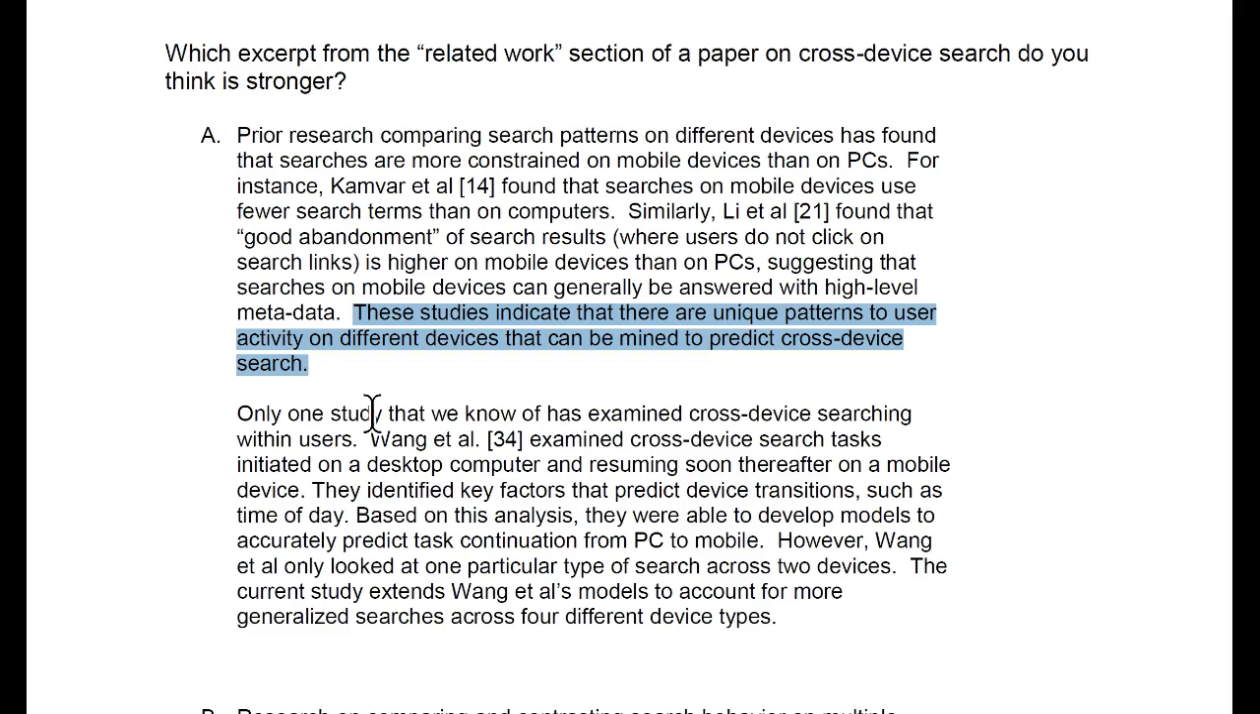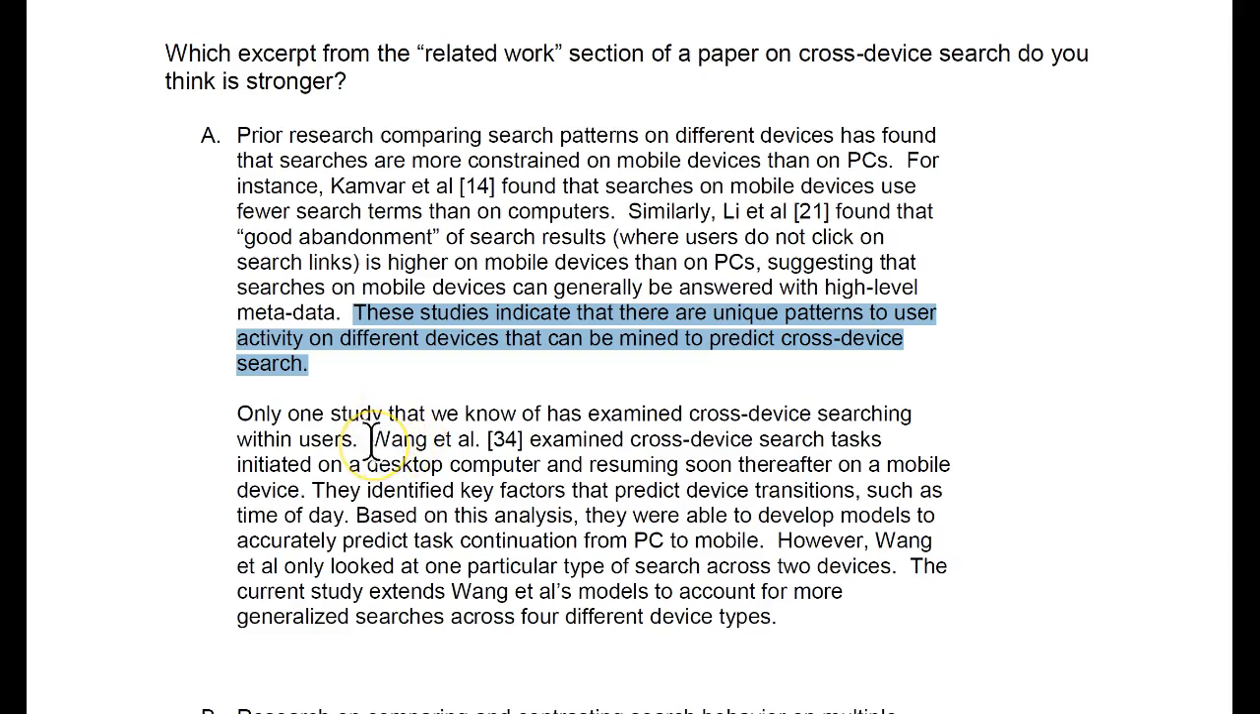Only one study that we know of has examined cross-device searching within users. This sentence, if I didn't already know it by this point in the article, would tell me that their research project has something to do with cross-device searching within users.